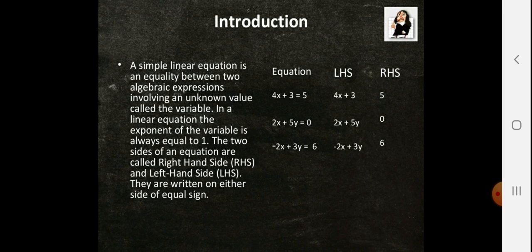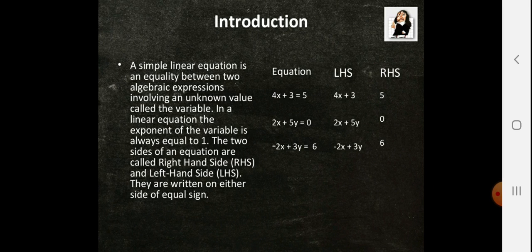Now you can see the equation 4x plus 3 is equal to 5. So LHS is 4x plus 3, RHS is 5. Similarly, 2x plus 5y is equal to 0. So your left hand side is 2x plus 5y and right hand side is 0. Equation minus 2x plus 3y is equal to 6. So your left hand side is minus 2x plus 3y and your RHS is 6.